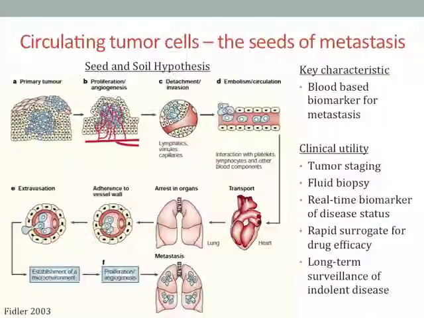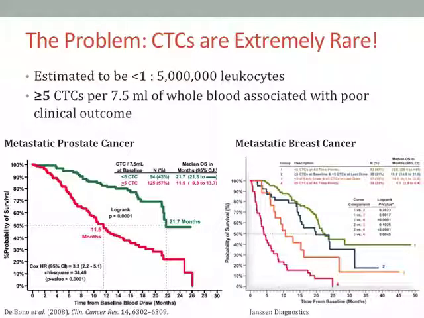Now the problem of CTCs is that they're extremely rare. Okay, and so the estimates are typically around 1 in about 5 million leukocytes. Okay, and leukocytes being the primary contaminant. So red blood cells are almost inconsequential in this. It's mainly: how do you distinguish CTCs from leukocytes?